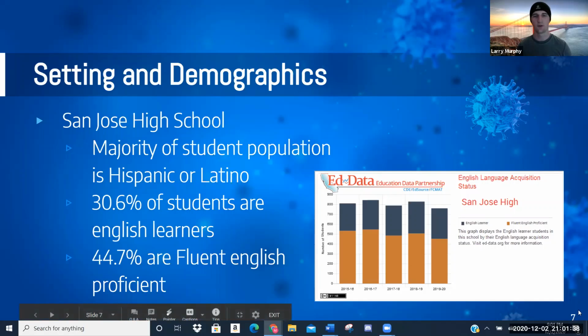Okay, take a moment to look at the graph provided to the right. Okay, thank you. Next slide.